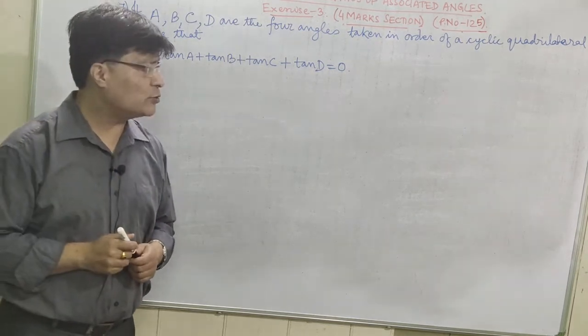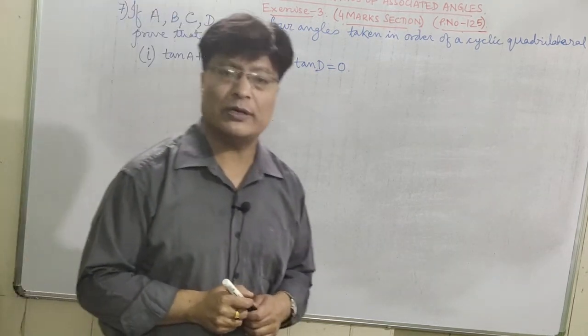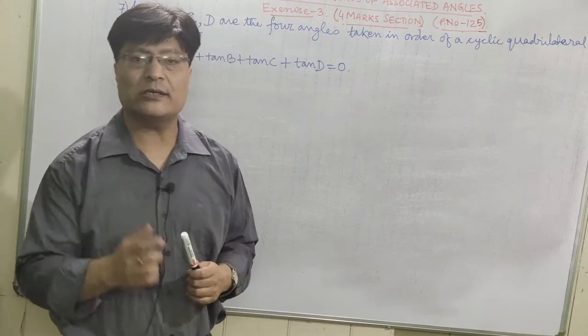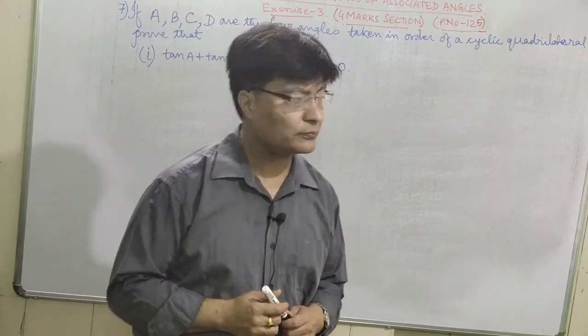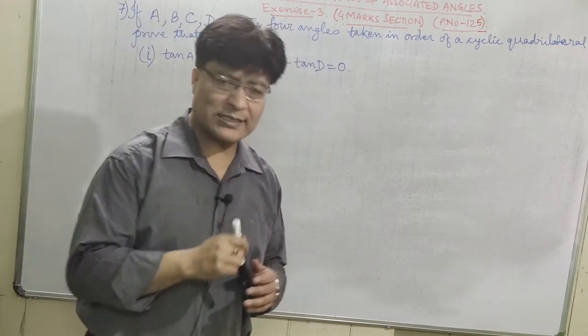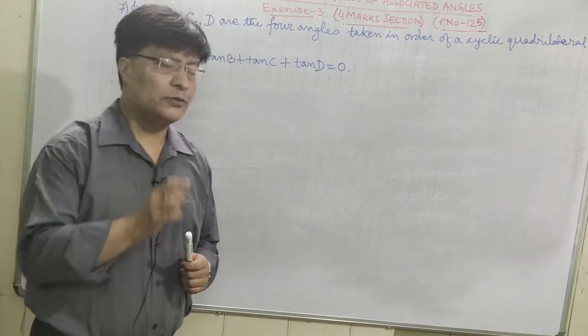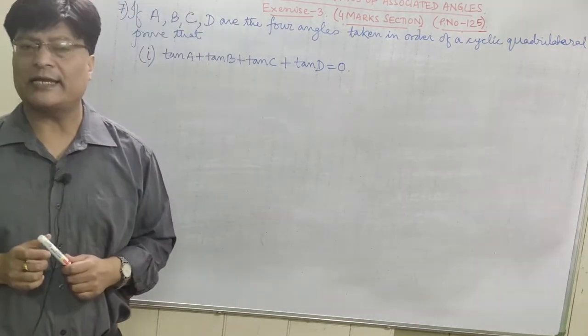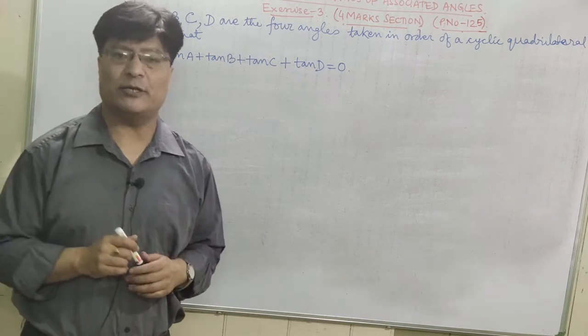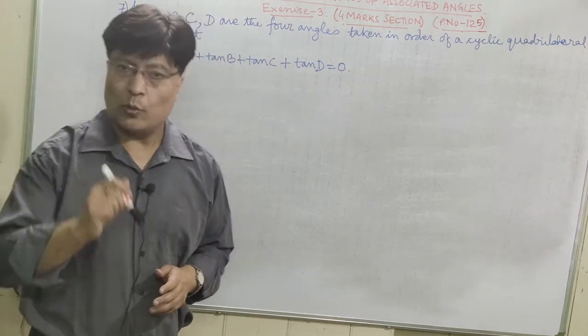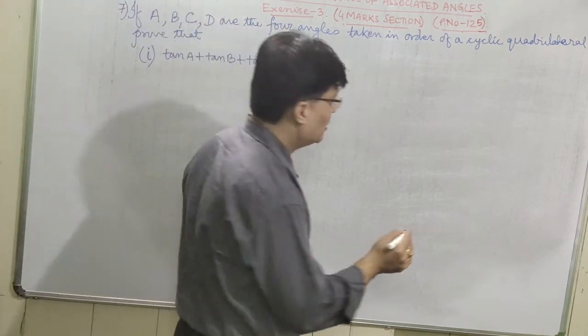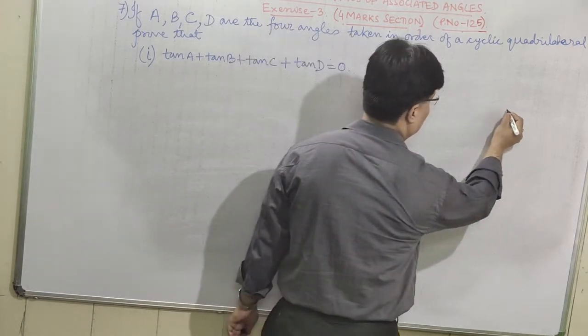So first of all, you should know the meaning of a cyclic quadrilateral. What is a cyclic quadrilateral? You know that in class 10 you did a theorem: the opposite angles of a cyclic quadrilateral are supplementary. What is meant by it? What is a cyclic quadrilateral? A quadrilateral inscribed in a circle.